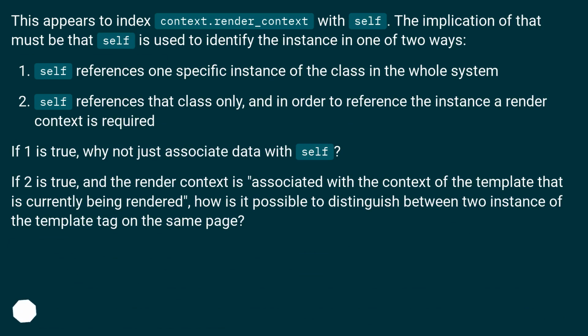The implication of that must be that self is used to identify the instance in one of two ways. One, self references one specific instance of the class in the whole system. Two, self references that class only, and in order to reference the instance a render context is required. If one is true, why not just associate data with self? If two is true, and the render context is associated with the context of the template that is currently being rendered, how is it possible to distinguish between two instances of the template tag on the same page?